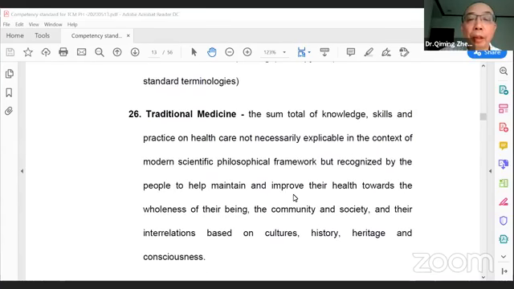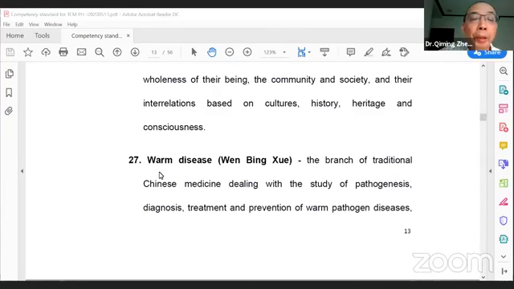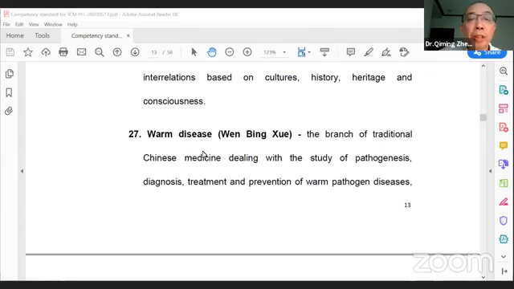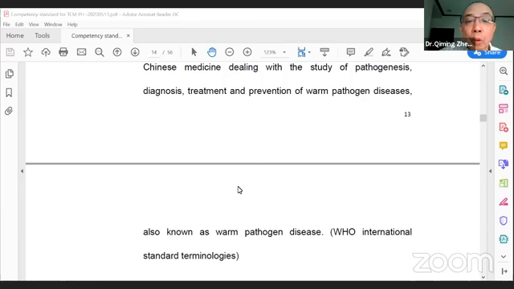Traditional medicine includes all of the traditional medicine modalities and cultural history. There is a new term here, the warm disease. I would like to emphasize that warm disease is the branch of traditional Chinese medicine dealing with the study of pathogenesis, diagnosis, treatment, and prevention of warm pathogen disease, also known as warm pathogen disease.